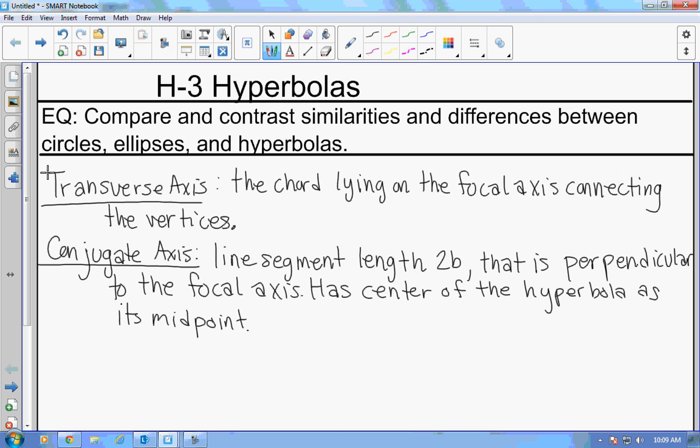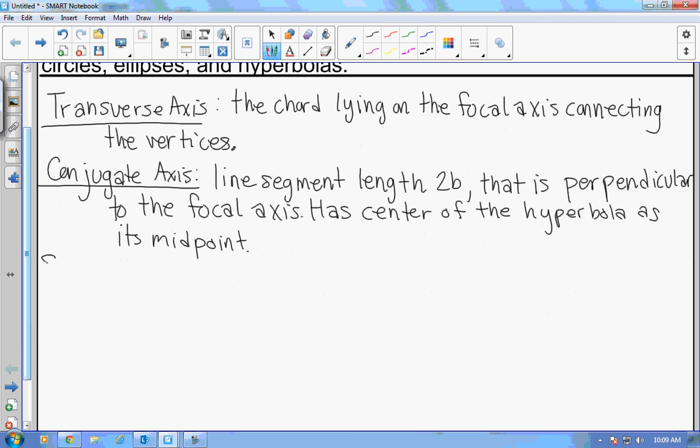It has the center of the hyperbola as its midpoint. And then there are just the semis of both of those. Same kind of thing as with these guys: we have a major axis and a semi-major, which is from the center to the vertex, half. So we have a semi-transverse axis.